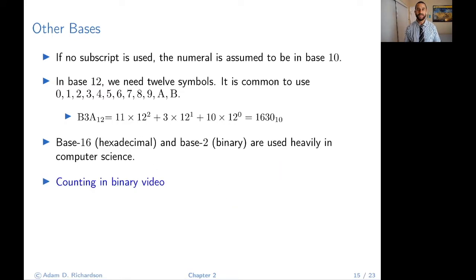Okay, so binary is also fun because I think once you can see how to count in binary, it helps you see how to count in other bases. So I want to go to this counting in binary video that I've got. If you want to look at it again on your own time, you can just click this link and it'll take you to it and you can watch it again. But let's pull it up right here and let's watch it together.